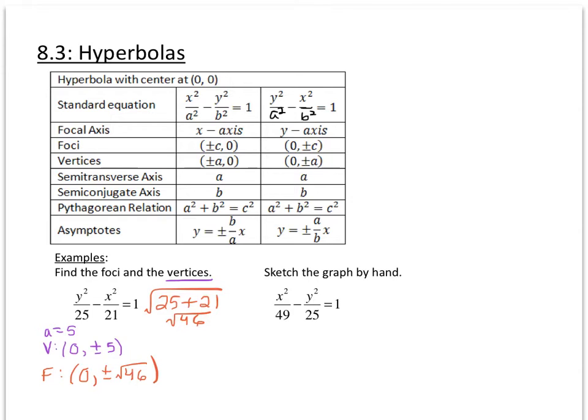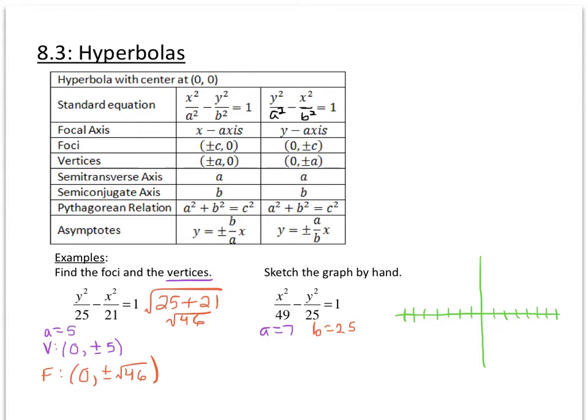On the next one, sketch the graph by hand. So these are actually pretty easy to graph, although they're kind of weird to graph. This is centered at 0, 0 because it doesn't have parentheses on top and because it's on the centered at 0, 0 slide. What we want to know is basically a and b. a in this case is 7, b is going to be 5.